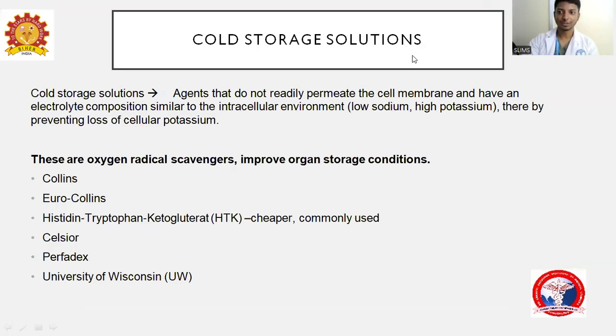What are the cold storage solutions that we can use? Cold storage solutions are agents that do not readily permeate the cell membrane and have an electrolyte composition similar to that of an intracellular environment, which is low sodium, high potassium, thereby preventing the loss of cellular potassium. These are oxygen radical scavengers, which improve the organ storage conditions. These are Collins, Euro-Collins, HTK, which is cheaper and commonly used, Celsior, Perfadex, and University of Wisconsin.